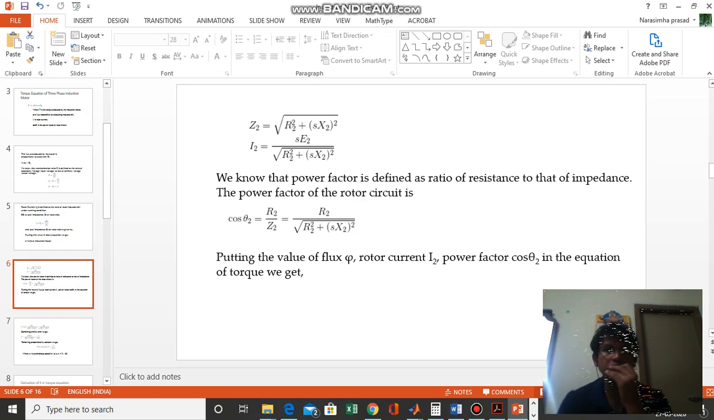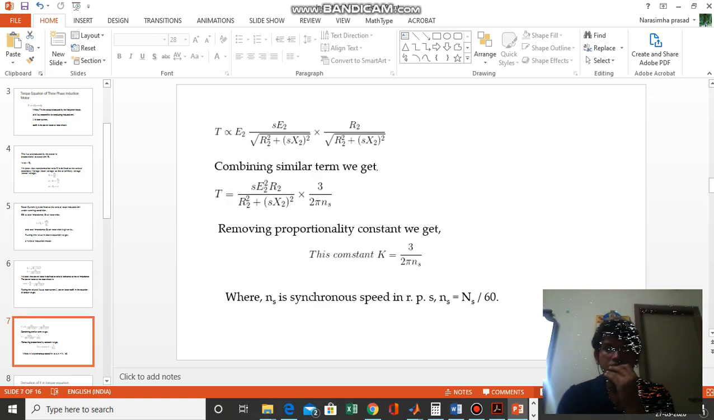And I already told you cos phi 2 is nothing but R2 by Z2, where R2 is the rotor resistance and Z2 is the rotor impedance, that is the complex sum of resistance and reactance. We know the complex number's magnitude has to be written like this. So Z2 is equal to under root R2 square plus (S X2) whole square. Then you can write torque proportional to flux into current into cos phi 2. So E2 is proportional to flux, S E2 by under root R2 square plus (S X2) whole square is proportional to current, and R2 by Z2, that is R2 by under root R2 square plus (S X2) whole square, is the cos phi 2 value. So torque is proportional to phi I2 cos phi 2.